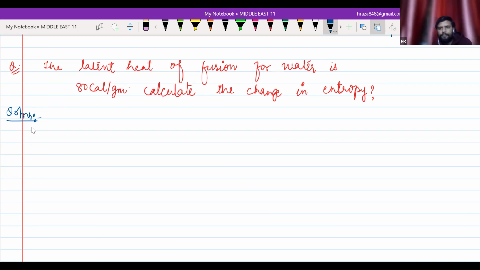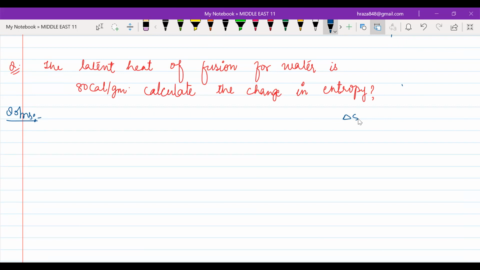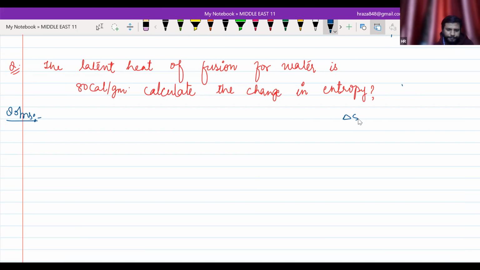Done with this. Krishna, Saif, Ifra, Arsalan, Fawaz. Any answer? What is the unit of delta S, Muhammad? Kelvin per mole. Okay, then what you just wrote? Only joule.